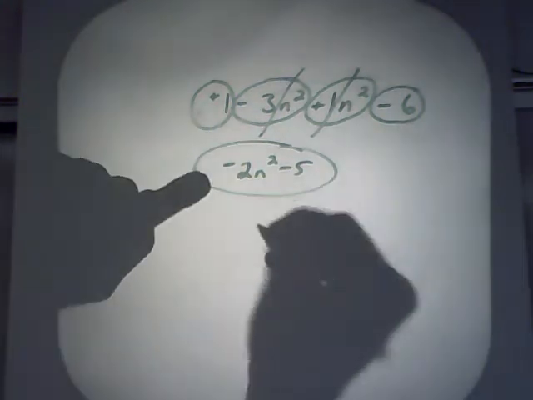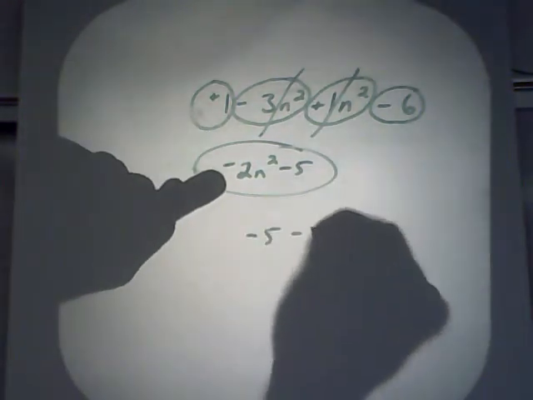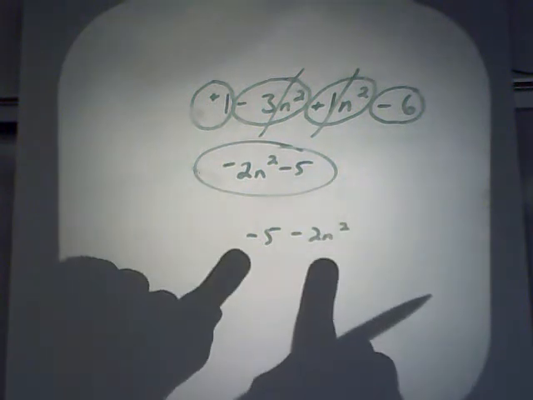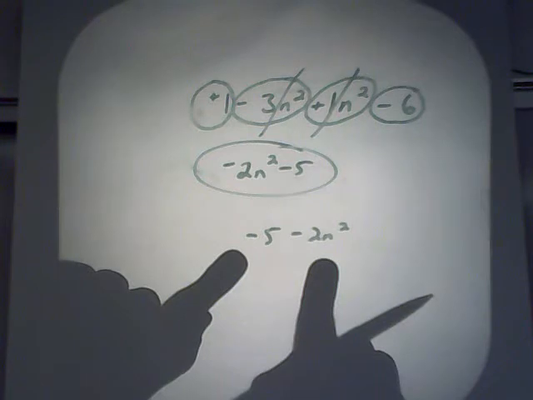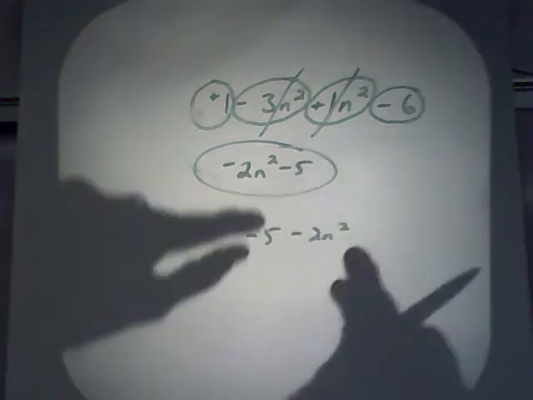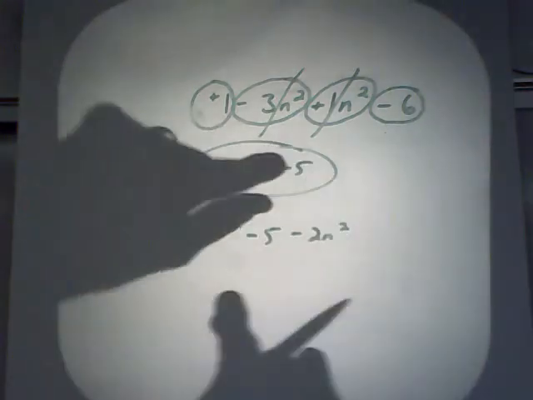Now, can I switch them around and say negative 5 minus 2n squared? Is that allowed? No, it is. It is allowed. Just don't do it. It's a pain in the butt to grade. That's the only thing. You can move the terms around and it's still right.